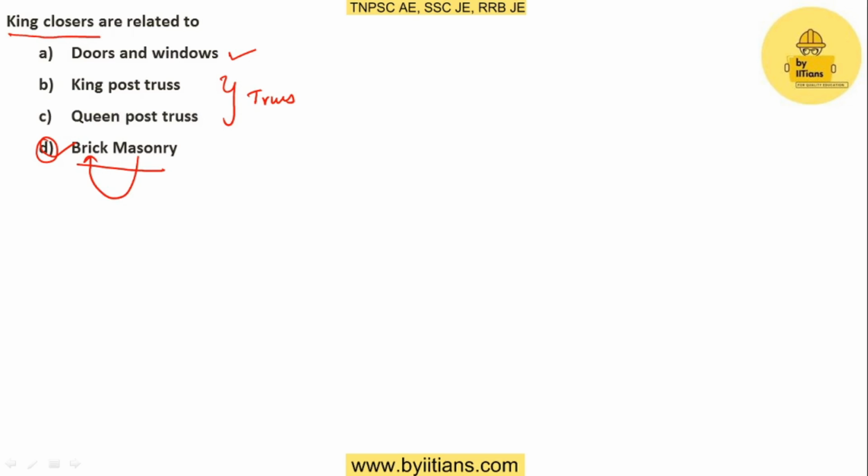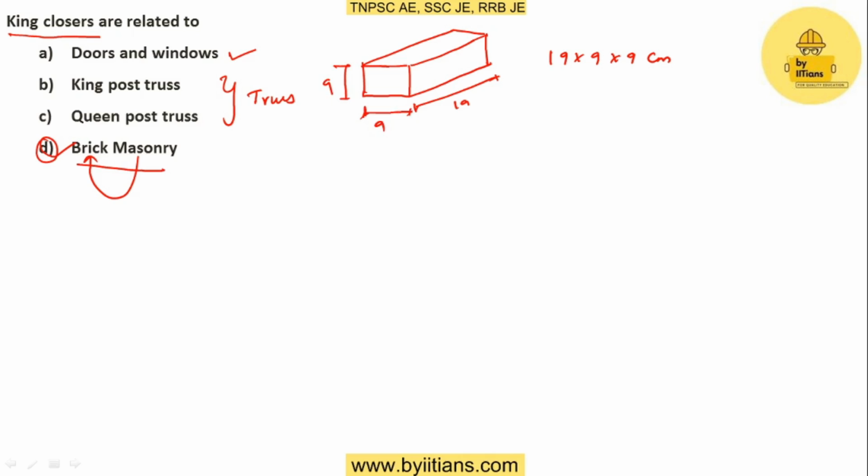Okay, so here there are many types of closures. First I will discuss what a closure is. For that we will consider a brick of actual size. The actual size of the brick is 19 by 9 by 9 centimeters. So the length is 19, the breadth is 9, and the height is 9 centimeters.